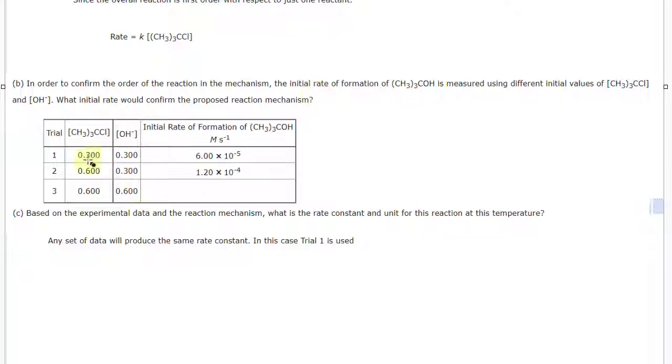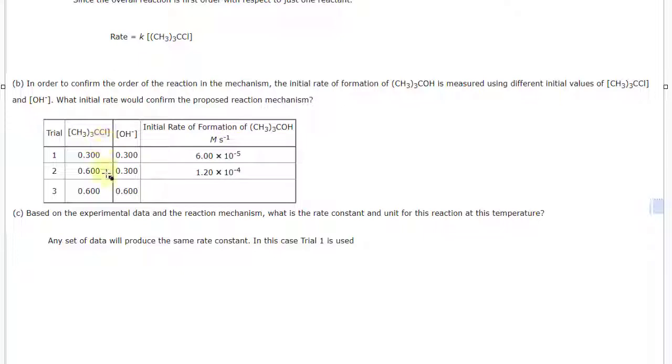Okay, well, let's look here. We've got the first experiment, 3/10 molar tert-butyl chloride and 3/10 molar hydroxide. And this is how quickly we form the stuff. Molars per second, that's speed. So it's pretty slow, 0.00004 molar for every second.